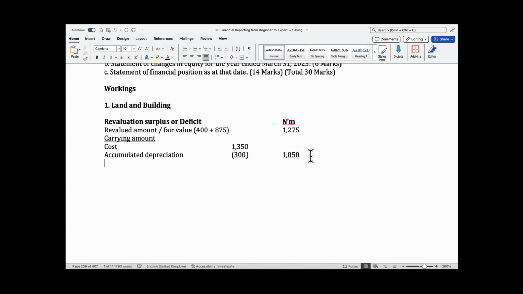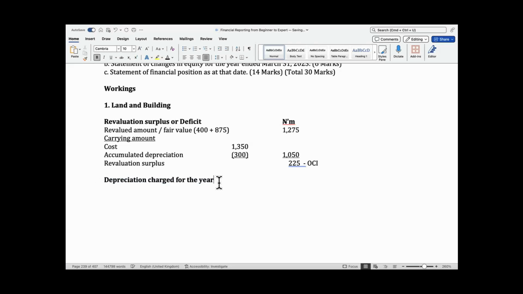That means having a revaluation surplus of how much? 225 million. Okay. So that's the first thing I will determine first. And I know that this will go to where? Other comprehensive income. Yes. The second thing that I need to compute is my depreciation charge for the year.